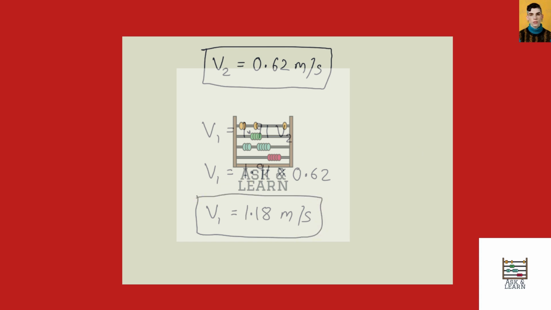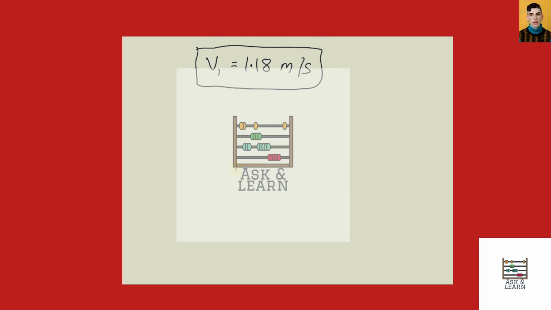So I am writing here the final answer. v1 is 1.18 meters per second and v2 is 0.62 meters per second. So this is the complete answer.